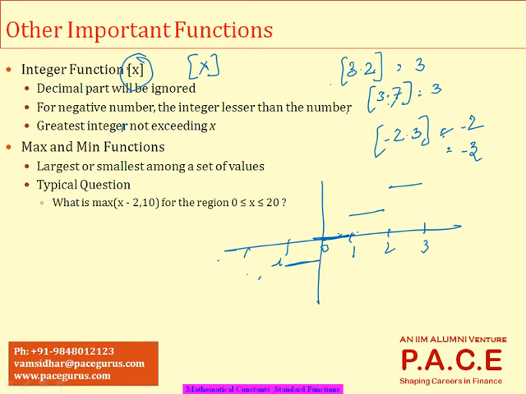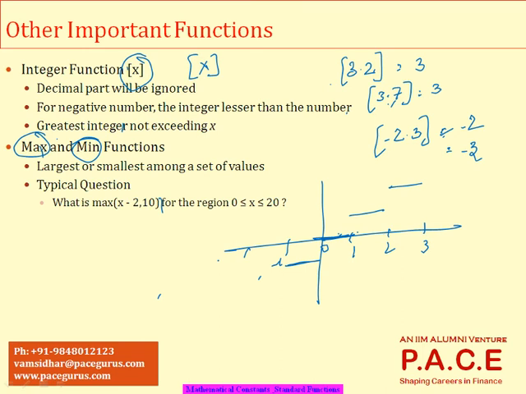So that's what we call a step function. These are some of the things you have to be comfortable with when we are dealing with the integer function. And then we also will deal with the max and minimum values. Max is the maximum value out of all the possible values in a group or a set, and min is the minimum value.